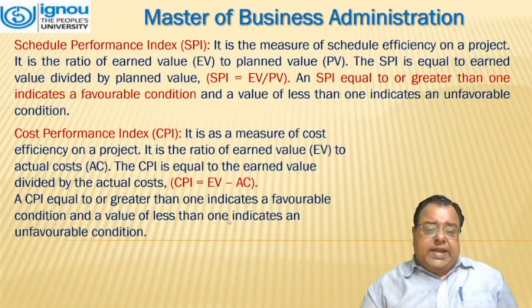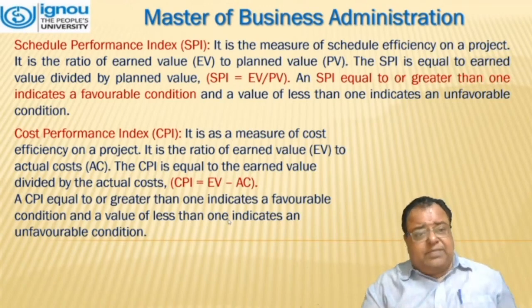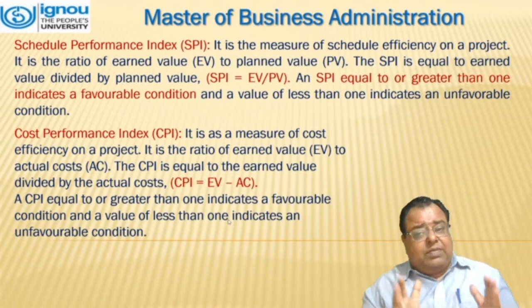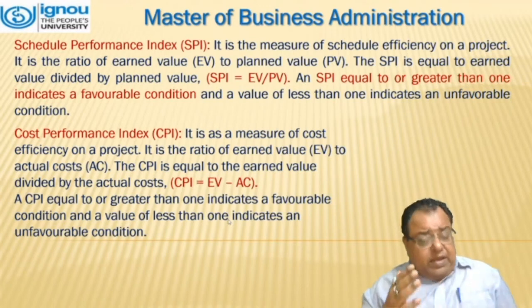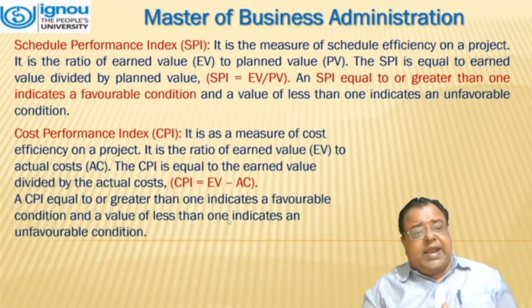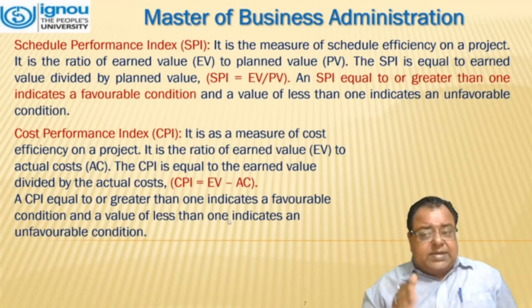Schedule performance index, that is SPI, is the measure of schedule efficiency on a project. It is the ratio of earned value to the planned value. SPI is equal to earned value divided by planned value. If SPI is equal to or greater than 1, it indicates a favorable condition. And if the value is less than 1, it indicates an unfavorable condition.